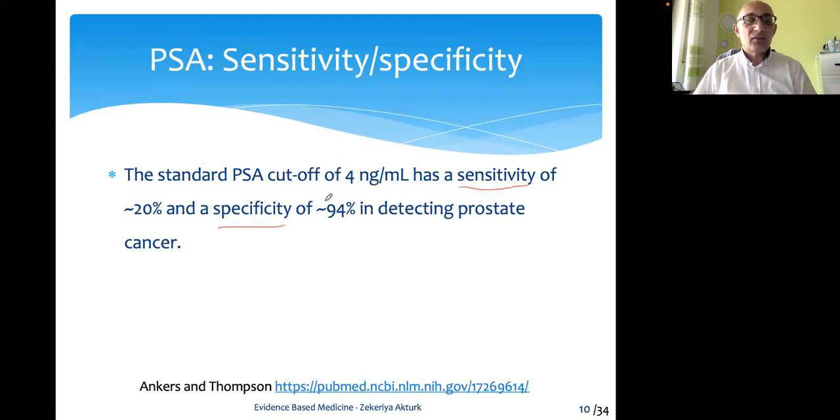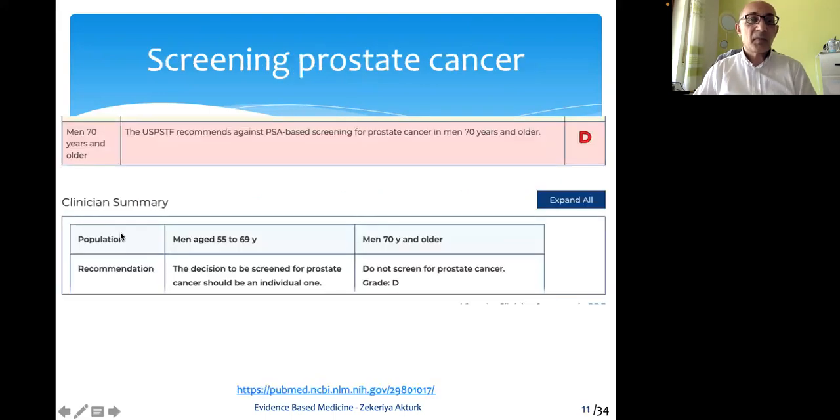If you take a certain cutoff value, it has a 20% sensitivity and a 94% specificity in detecting prostate cancer. So the sensitivity is not so high. It's not able to differentiate the sick people among the diseased ones, but it is better in telling that really healthy people are negative.